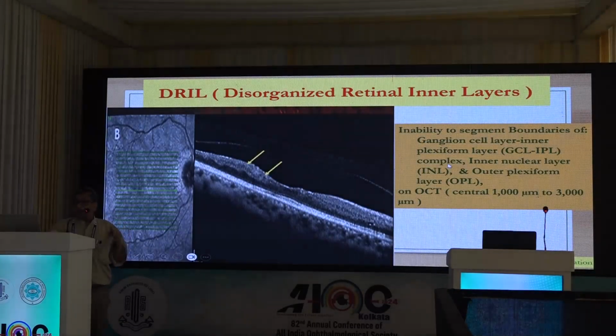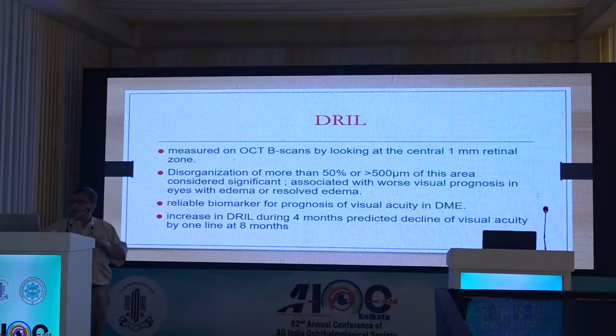An important condition which you need to recognize, because this can sometimes cause poorer vision in your patients, is called disorganized retinal inner layers, or DRIL. See, if you see this area here, all the layers are seen. Here, these layers seem to be clumped into an amorphous material. This lack of ability to segment the boundaries of the ganglion cell layer, plexiform layer, and inner nuclear layer is a sign of DRIL. This is how you diagnose DRIL.